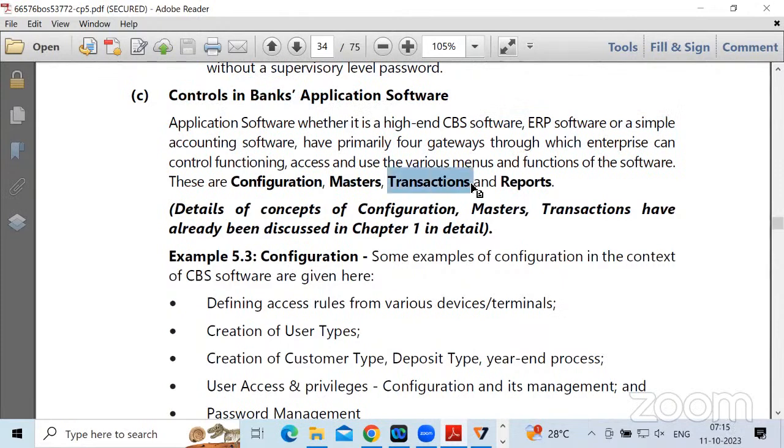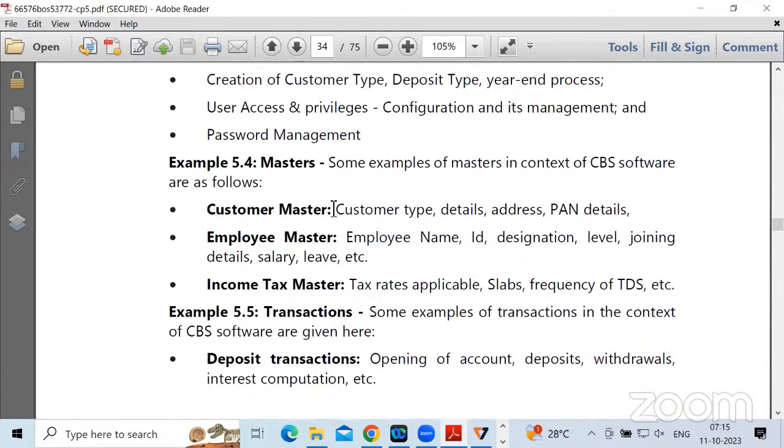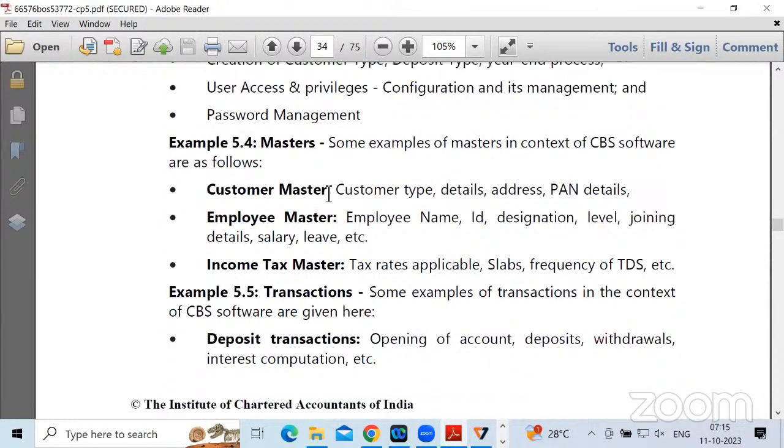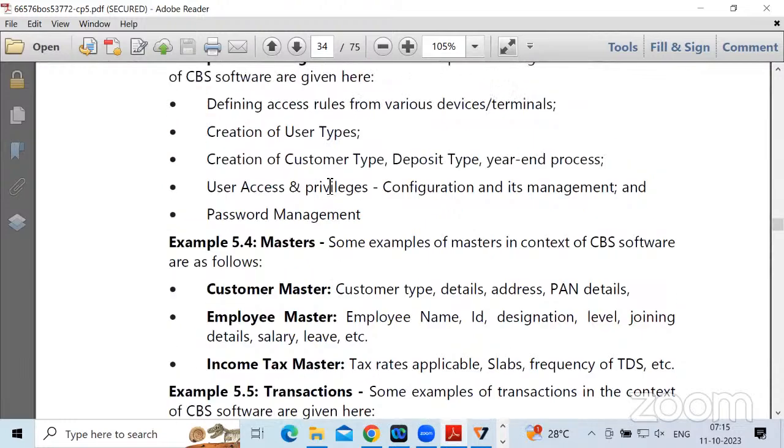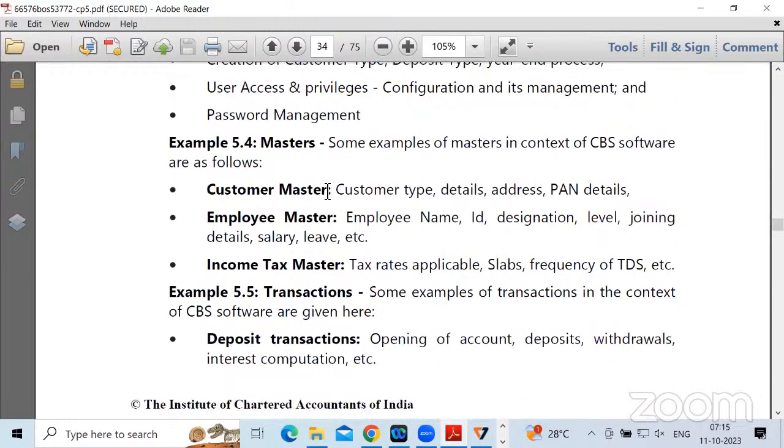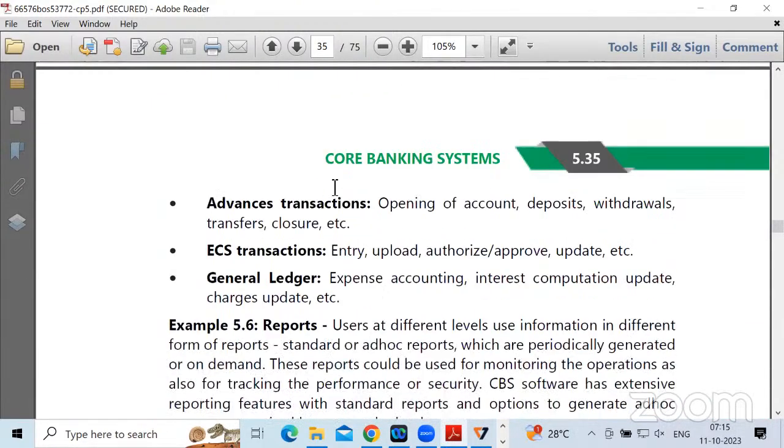Transaction, everyday transaction, you deposit, withdraw. So that is a regular transaction. Reports, so that is the ultimate report, MIS. So today what is the balance, and today what are all the transactions that have been performed. So these are all called reports. Now in all these aspects, we should have controls. So they have given examples for configuration, masters, and the transactions.